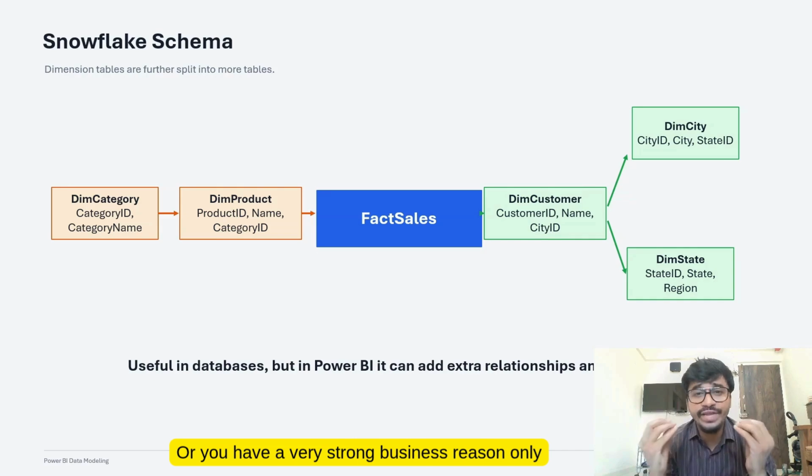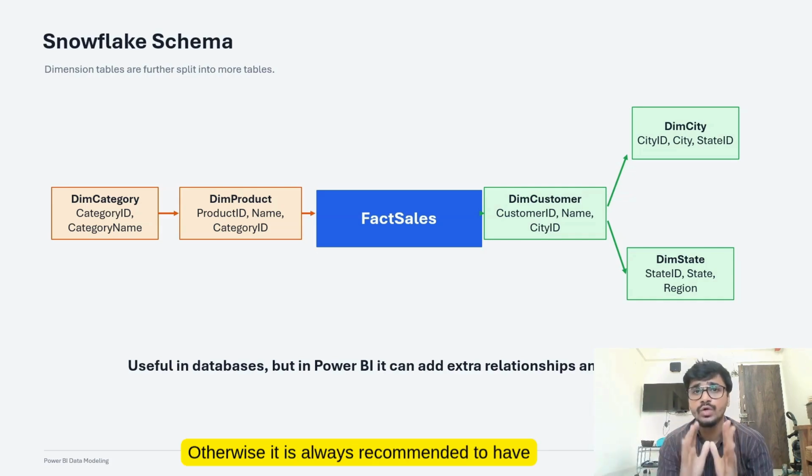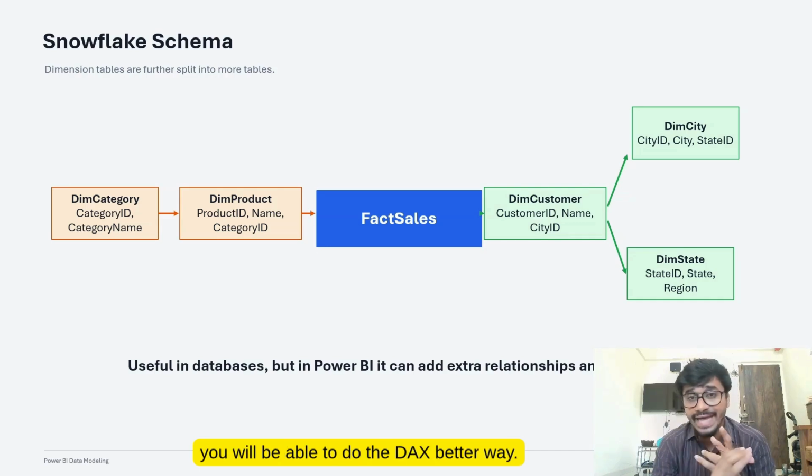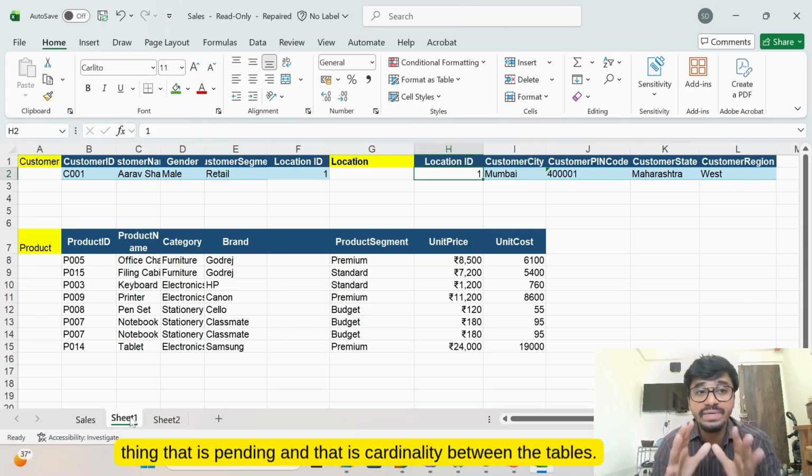Or you have a very strong business reason. Only for these two scenarios should you go for a snowflake schema. Otherwise, it is always recommended to have the star schema. That will make sure that you will be able to do the DAX in a better way and you will have better performance. Now let us talk about the last thing that is pending, and that is cardinality between the tables.